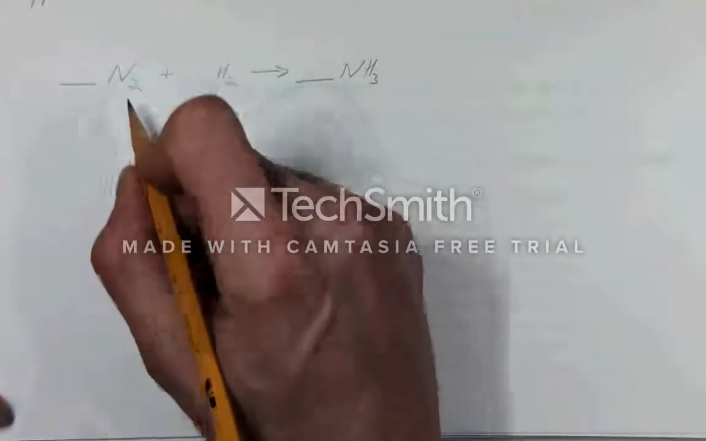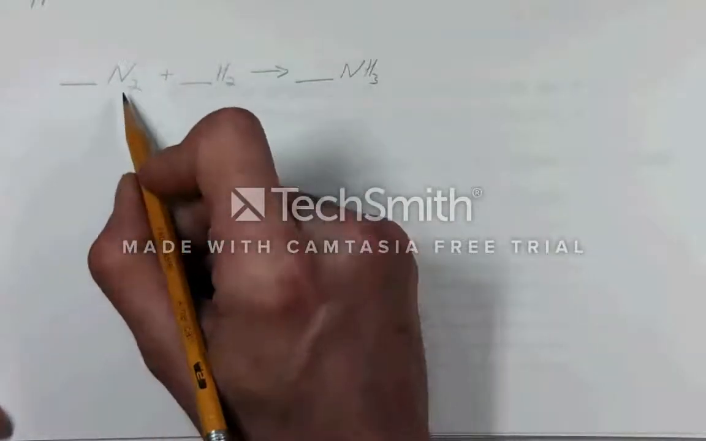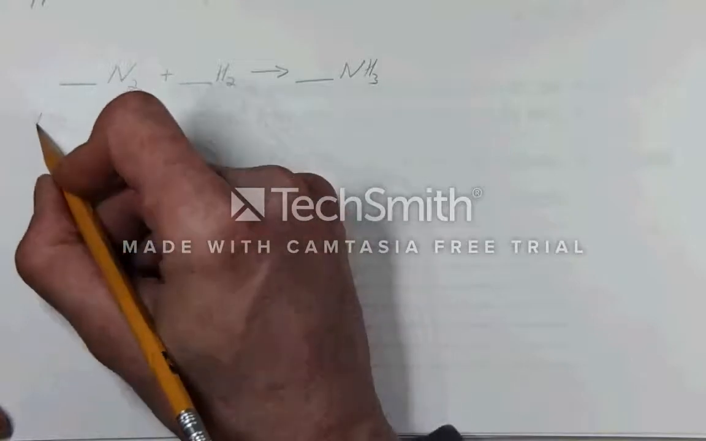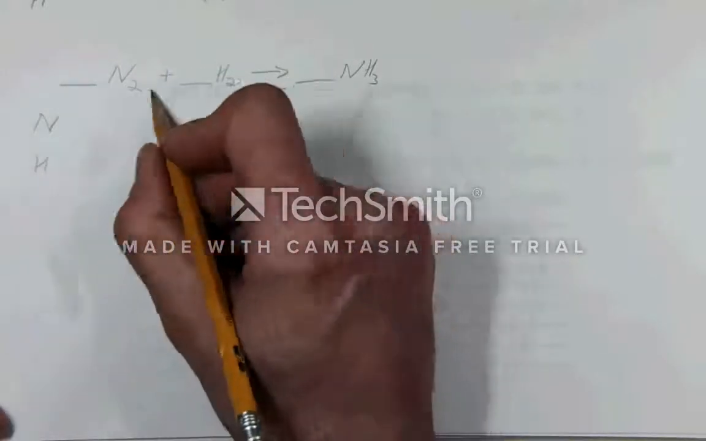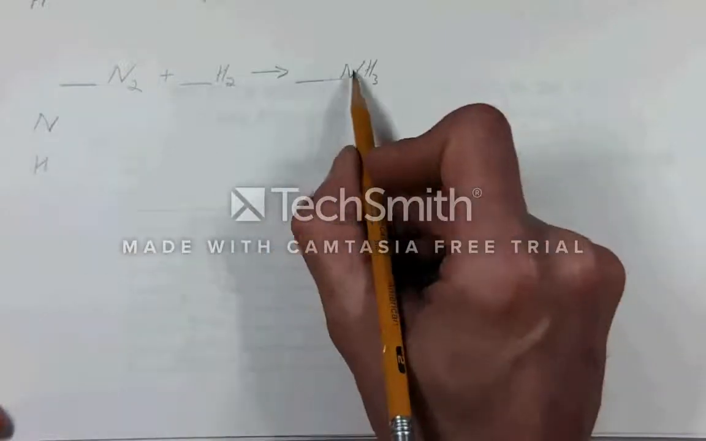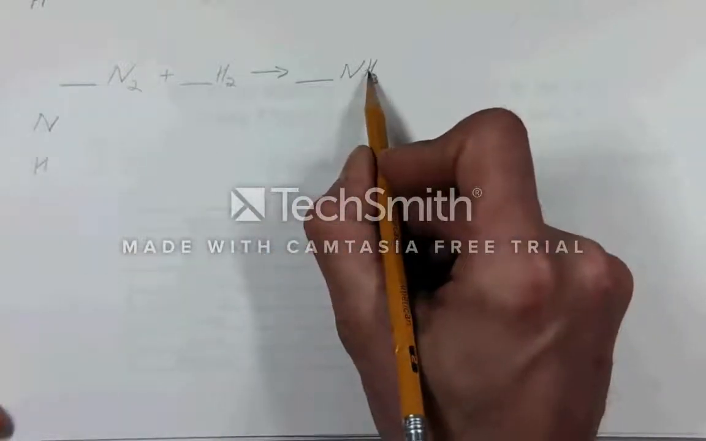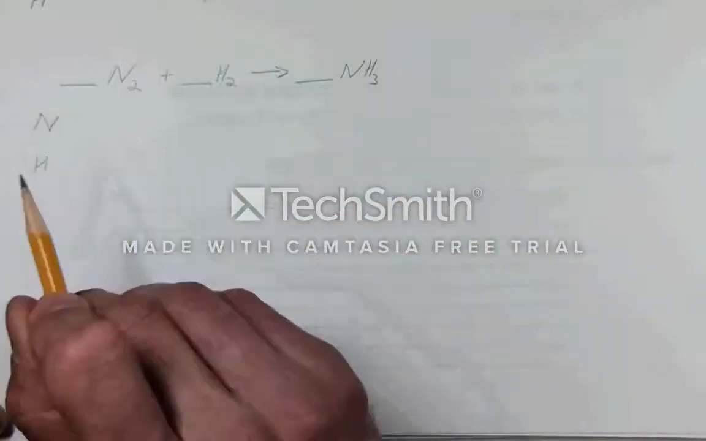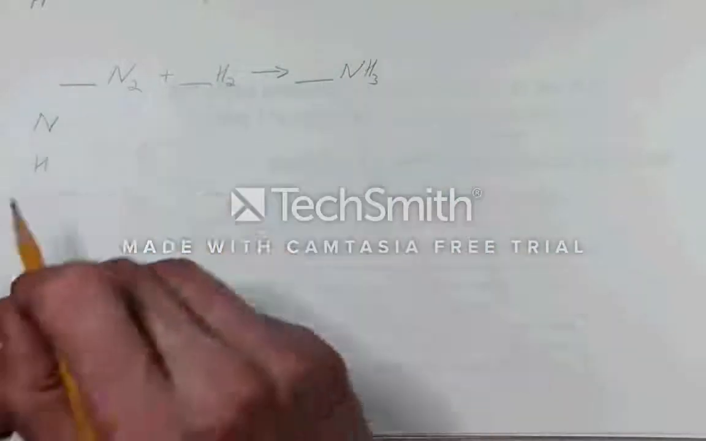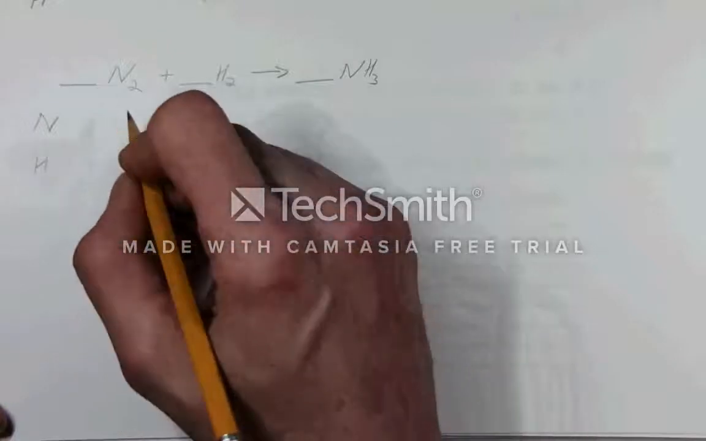So, to balance this equation, first thing we do is list the elements down the side. So we have nitrogen and hydrogen. Okay, there's nitrogen and hydrogen in the products as well, right? But we don't need to write down ammonia here. We have nitrogen and hydrogen in the reactants. They'll be in the products. Law of conservation of matter, right?